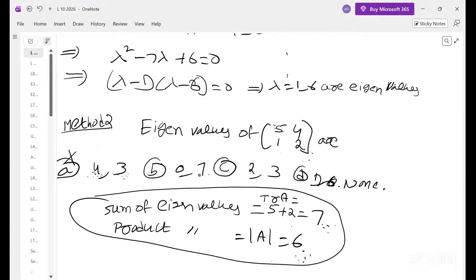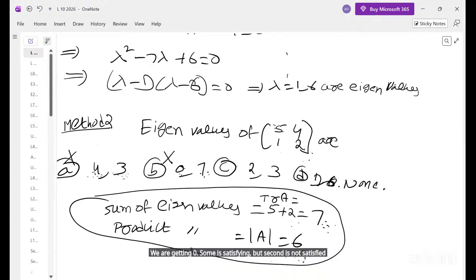Next, 0 plus 7 is 7, very happy again. But 0 into 7 is 0, not 6. When you multiply them, the product of the eigenvalues should be 6. We are getting 0. The sum is satisfying, but the second condition is not satisfied.